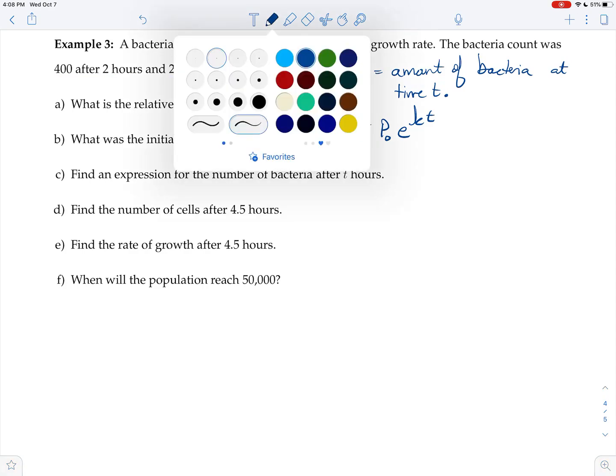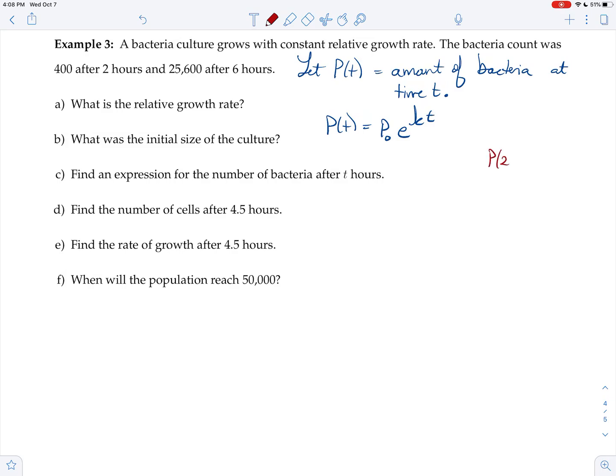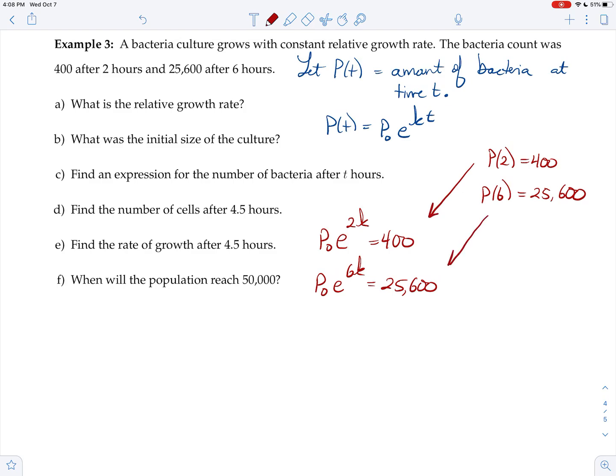I'll use a different color for them so we can keep track of them. For example, we're told P of 2 is 400, and we're told P of 6 is 25,600. Now I want us to rephrase what we're told. P of 2 equals 400 can be rephrased as P naught e to the 2k equals 400. And I can rephrase the second point as P naught e to the 6k equals 25,600. I'm just translating both of those things.